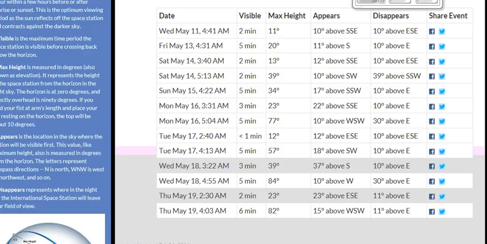And its maximum height is 77 degrees. So although it starts really low on the horizon, by the time it gets over here to the south or to the southeast, it's way up there, really, really high in the sky at 77 degrees. That's a perfect time to set your alarm to get up at 5 o'clock in the morning and watch the International Space Station go over.